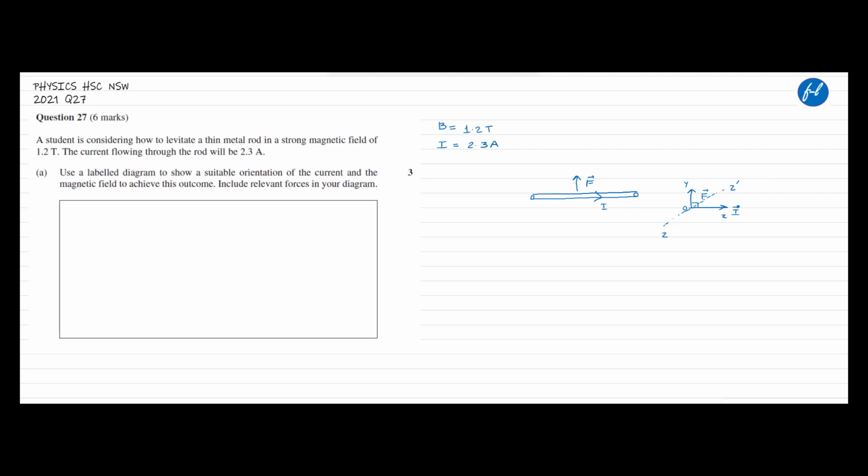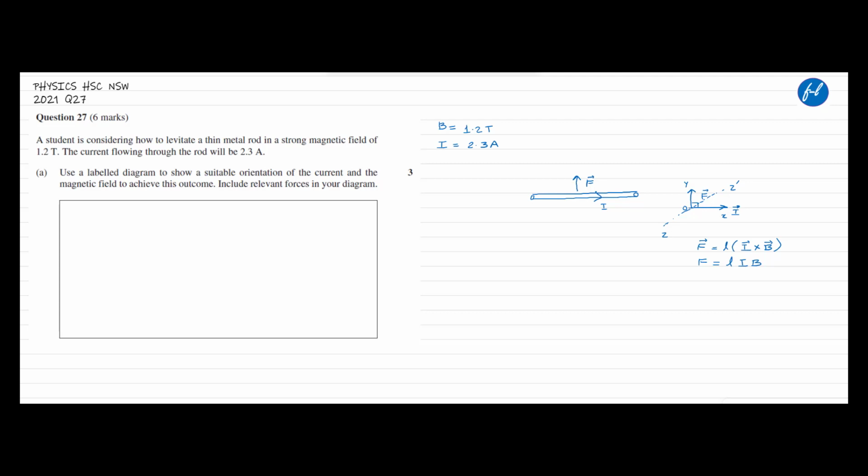In this case, the expression that is to be applied is force F is equal to L times I cross B. And if we keep the angle between the two as 90 degrees, this can be written as L I B sine 90. Sine 90 is 1. So F is equal to LIB.